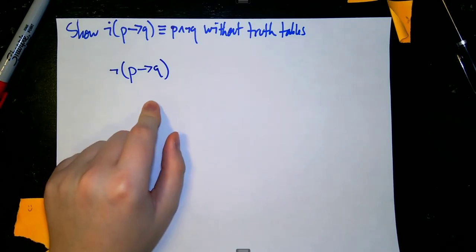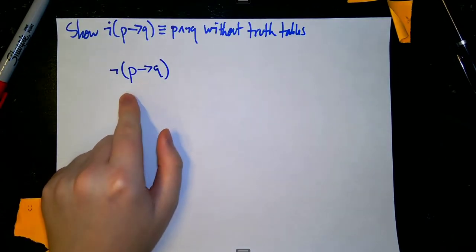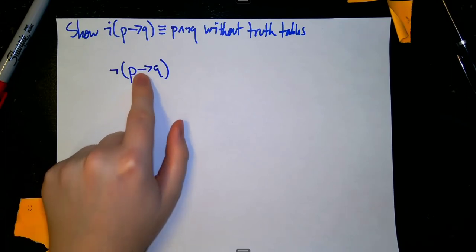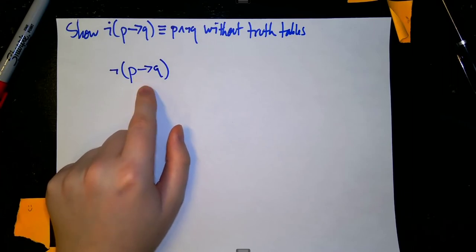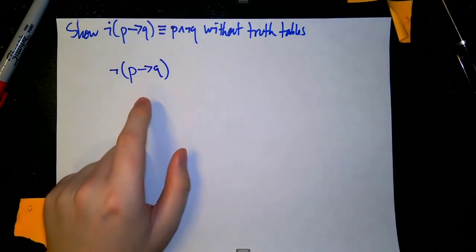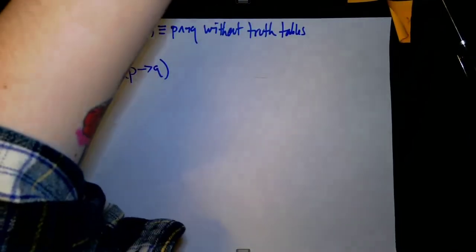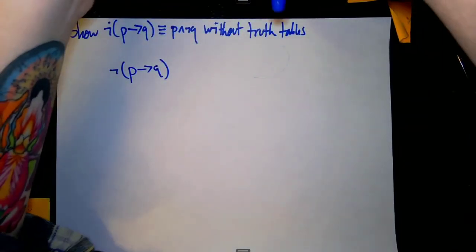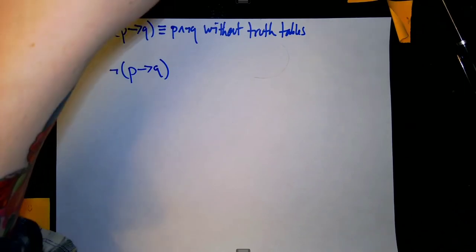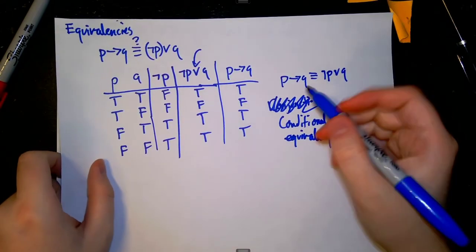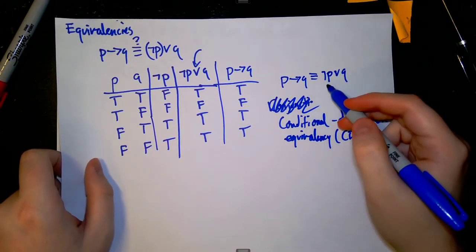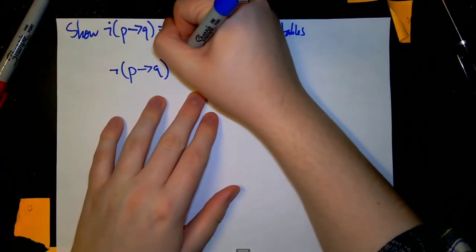And what I would recommend is whenever you're trying to show an equivalency without truth tables and you see a conditional or biconditional arrow, I highly recommend that you try to get rid of it immediately. So if you think back to the conditional disjunction equivalency, where we say that if P then Q is equivalent to not P or Q, we can substitute that in right now.